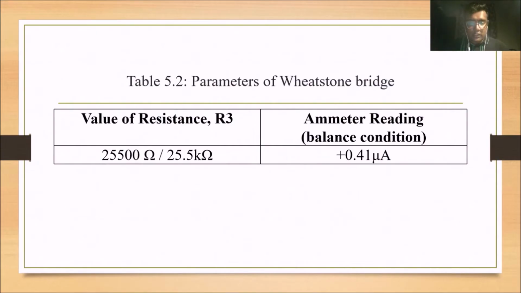So the value of resistance that we got is 25.5 kilo ohm. According to table 5.2, this is the value that we have obtained from the simulation, and the ammeter reading is 0.41 microampere.